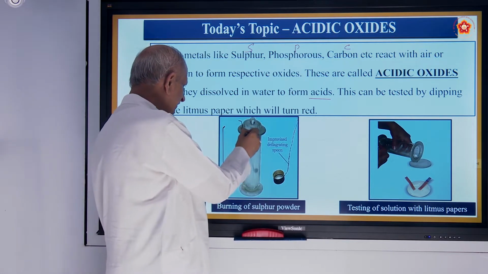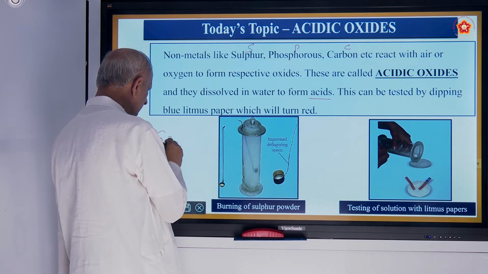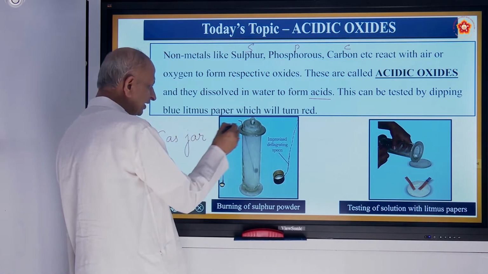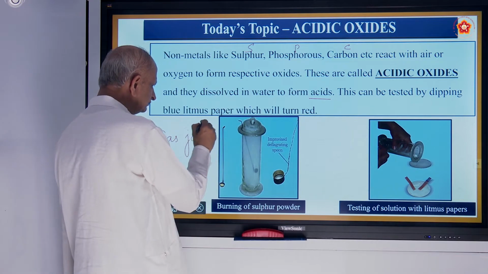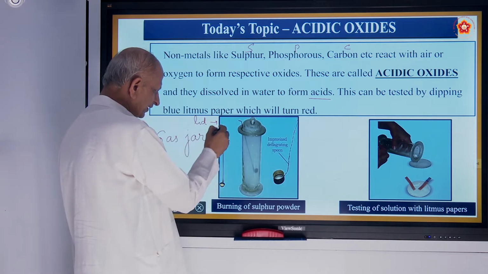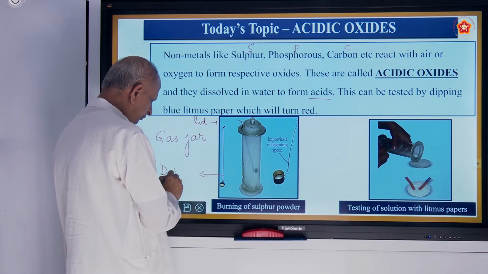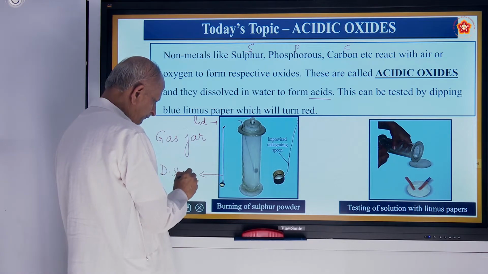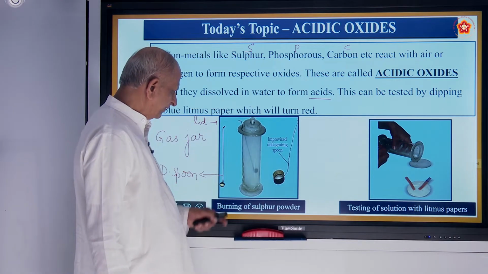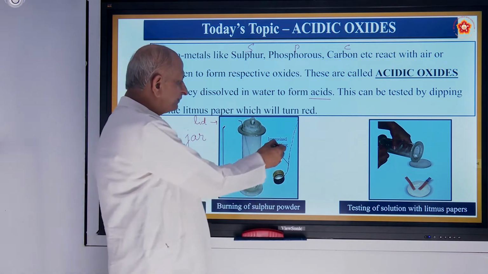For example, here, what is this device called? This is called a gas jar, and this gas jar is fitted with a glass lid. And what is this spoon called? A deflagrating spoon. And what is the yellow powder? Yellow powder is sulfur.